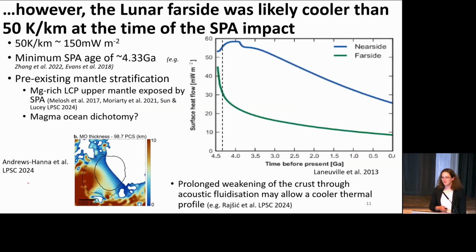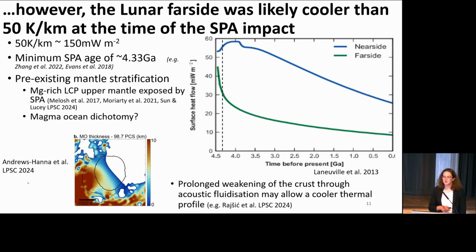However, there's a problem. The lunar far side was likely to be cooler than 50 Kelvin per kilometer at the time of the SPA impact. So here on the right is a figure from thermal models. And if we do a conversion between 50 Kelvin per kilometer to a surface heat flow, we're way off the chart here, up here somewhere, or beyond that. So our 50 Kelvin per kilometer model is likely too hot compared to thermal models.